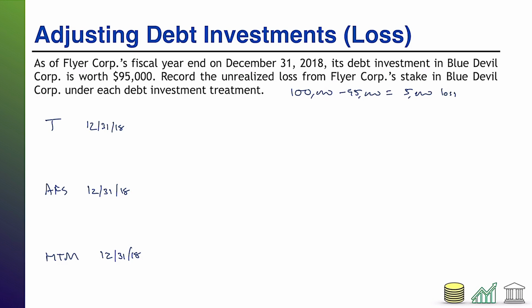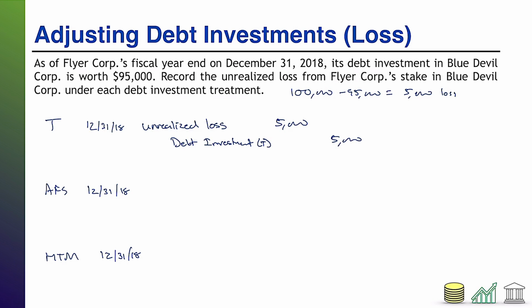Let's deal with trading first. Remember, trading is treated just like an equity investment. And an equity investment, every time the value changes, by the time you get to the end of an accounting period, you adjust the investment and you record an unrealized gain or loss to the income statement. So in this case, we have an unrealized loss. So that's going to be our debit of $5,000. And we've got to lower the value of the investment, debt investment, trading, $5,000.